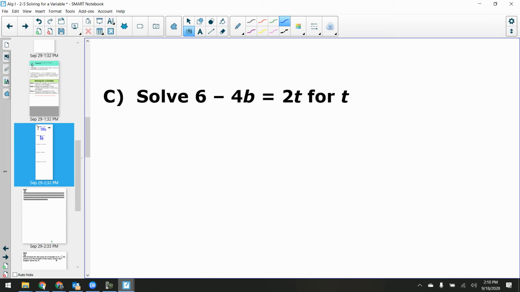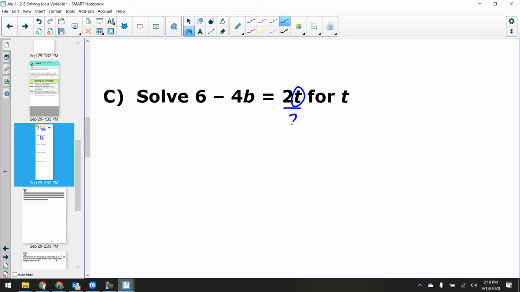Okay, so what's being done to t? What's being done to t? Tatum? Okay. Oh, sorry. T is being multiplied by 2. So what undoes that? Divide by 2.